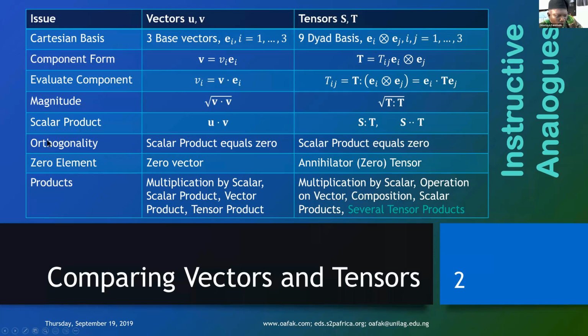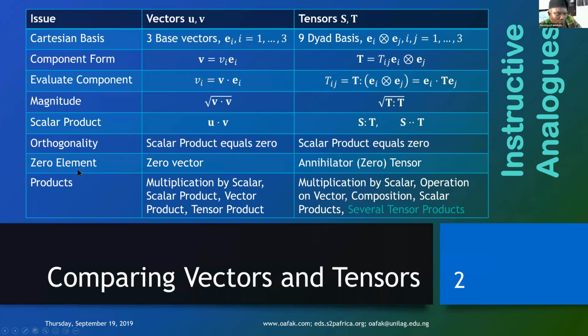Let us talk about orthogonality. If the scalar product of two vectors gives you 0, we say those two vectors are orthogonal. Similarly, two tensors are orthogonal if the inner product of the two tensors gives you 0. So orthogonality works exactly the same way for tensors as it works for vectors. What about the zero element? You have a 0 vector, which has 3 zeros. For the tensor, you have a 0 tensor, which is the annihilator tensor, which has 9 zeros. So it's the same thing.